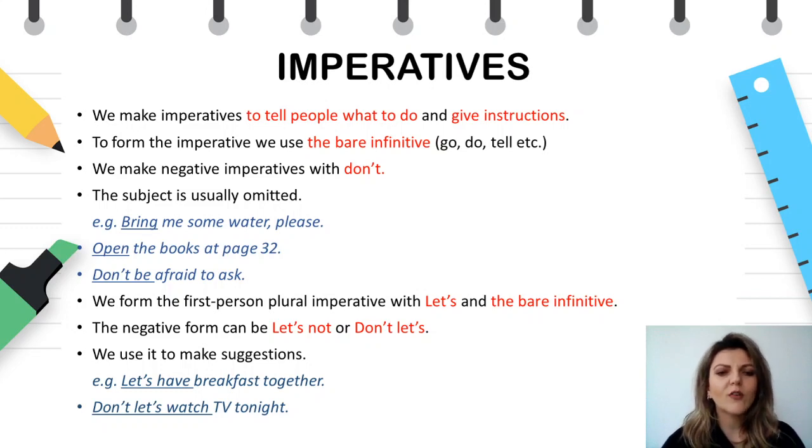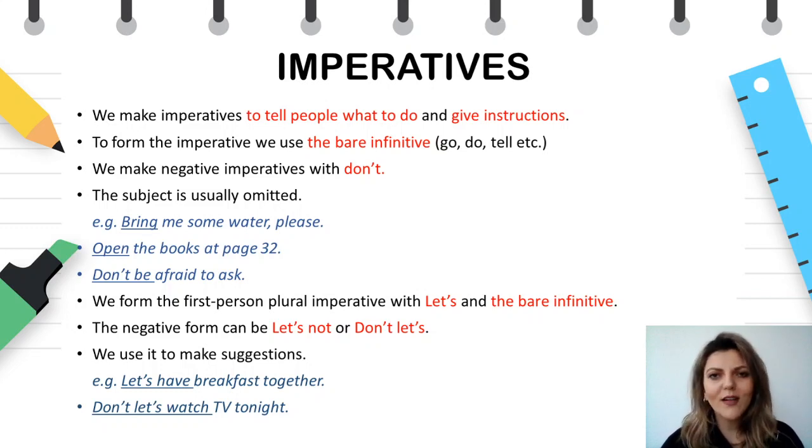We form the first person plural imperative with let's and bare infinitive when we want to say let us all do something. The negative form can be let's not, which is mostly used in English, or don't let's, which is rarely used in English. We use it to make suggestions. Let's have breakfast together, or don't let's watch TV tonight. Or the version that is mostly used, as I mentioned, let's not watch TV tonight.